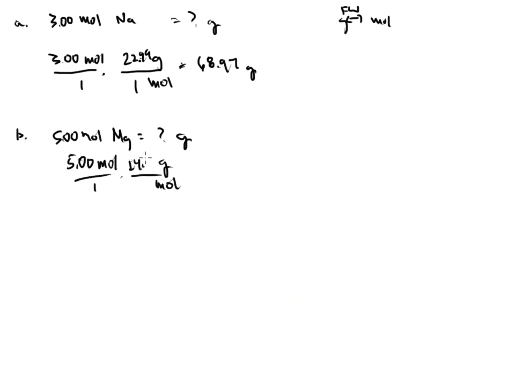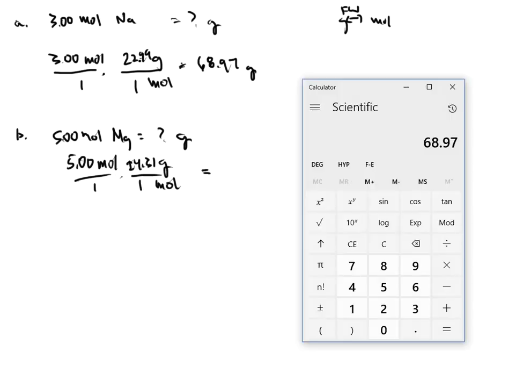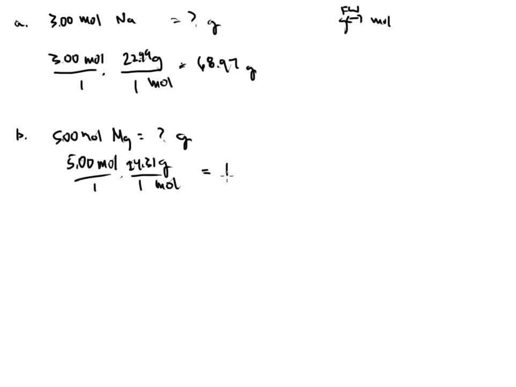So 24.31 in 1 mole. So I bring out my calculator. I'll do 5 times 24.31, and I get 121.55. So if I need 5 moles of magnesium in a lab, I'm going to weigh out 121.55 grams of that stuff and bring it over to my lab bench so I can use it.